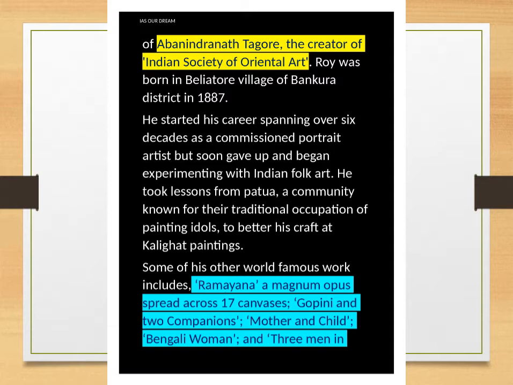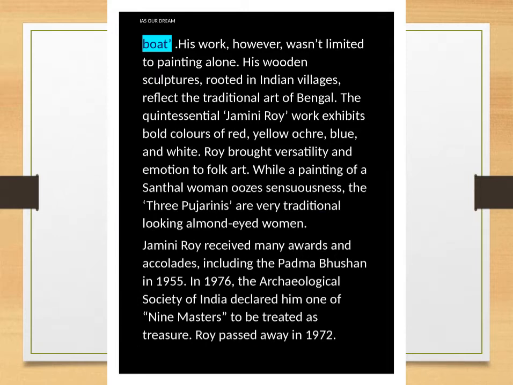Some of the other famous works of Jaimini Roy include the Ramayana, a magnum opus spreading over 17 canvases, then Gopini and 2 Companions, Mother and Child, Bengali Woman, and 3 Men in Boat. His work, however, wasn't limited to painting alone. His wooden sculptures rooted in Indian villages reflect the traditional art of Bengal. His work exhibits bold colors of red, yellow, ochre, blue, and white, and he brought versatility and emotion to the folk art. While a painting of a Santhal woman oozes sensuousness, the 3 Pujarinis are very traditional looking almond-eyed women.